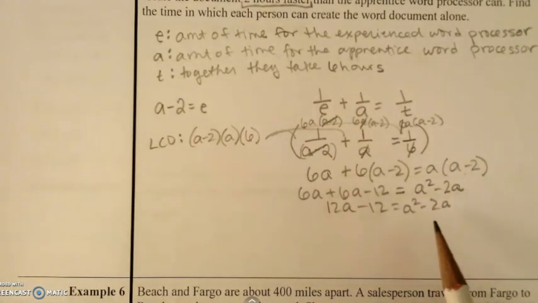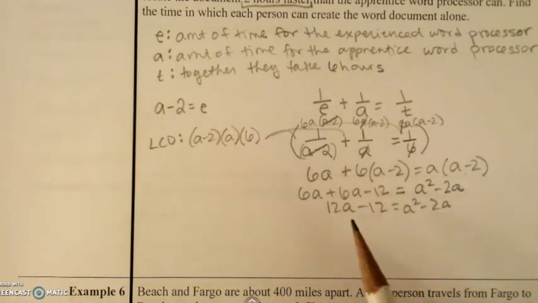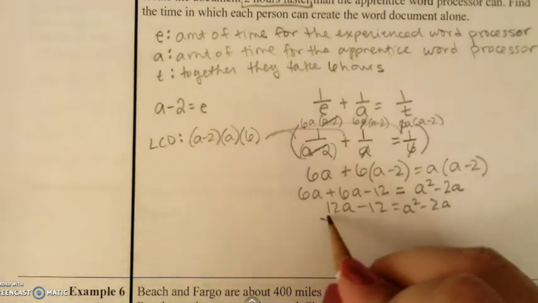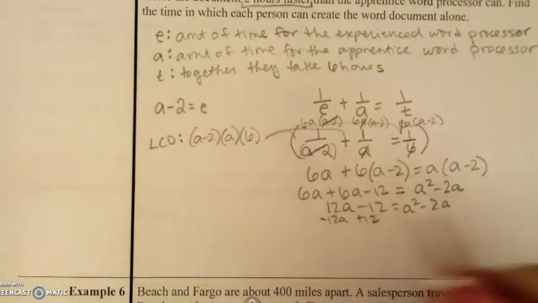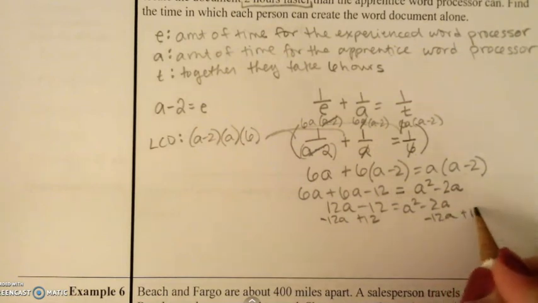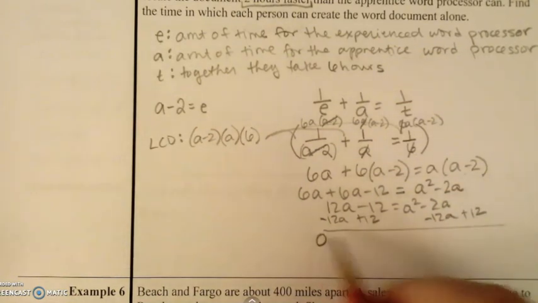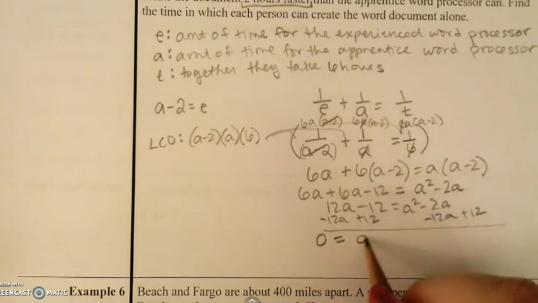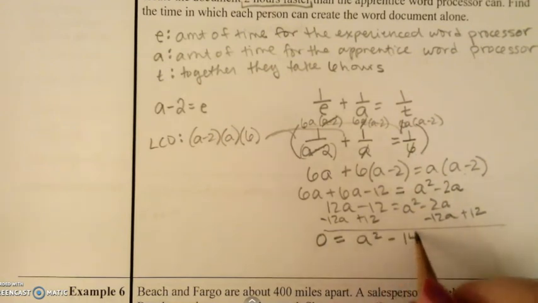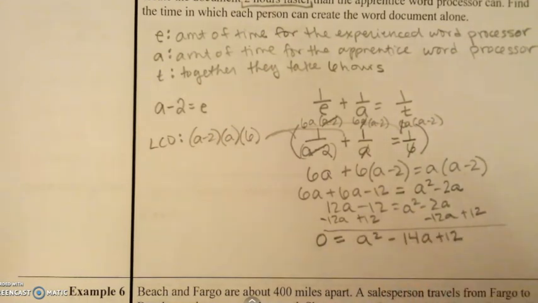And notice this is quadratic, so we have a decision to make. Do I want to bring all of the terms to one side or leave the constant on the other side? So am I going to factor, complete the square, or use the quadratic formula? So again, our first step should be to move everything to one side. So minus 12a plus 12 minus 12a plus 12. 0 equals a squared minus 14a plus 12.